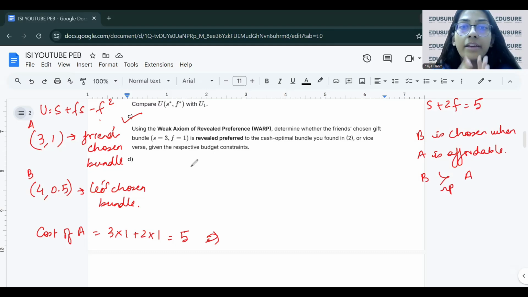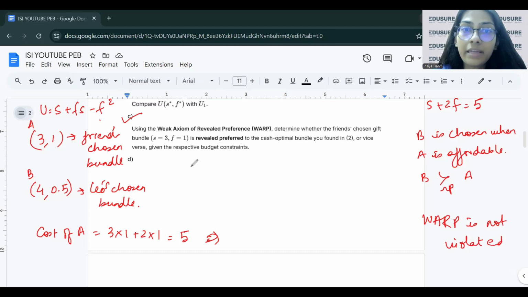अब WARP के लिए क्या होगा कि there should be no other situation where A is chosen and B is affordable, right? Since हमारे पास यहाँ पे ऐसा कोई situation नहीं है, okay, तो यहाँ पे WARP is not violated, simply because जो first bundle था, this was not Leo's choice, this was the friend's choice, okay. तो यहाँ पे already WARP is not applicable and hence it is not violated, ठीक है. So that is your answer to part C.